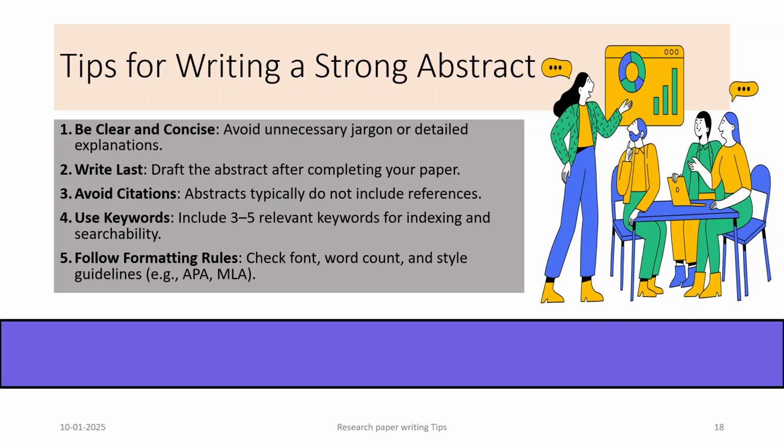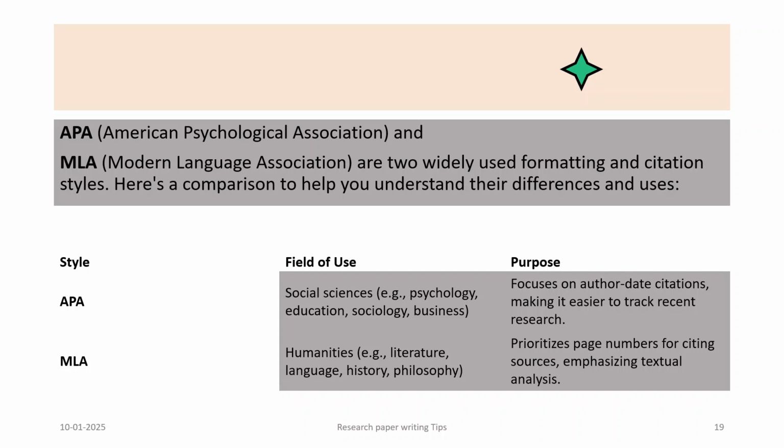What are APA and MLA? I'm explaining next. APA is the American Psychological Association, and MLA is the Modern Language Association. These are the two widely used formatting and citation styles. And we keep a comparison of them: what APA is, where we use it, and what MLA is, where it is used.